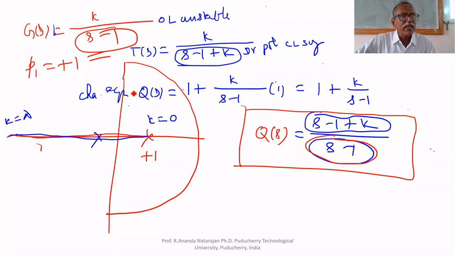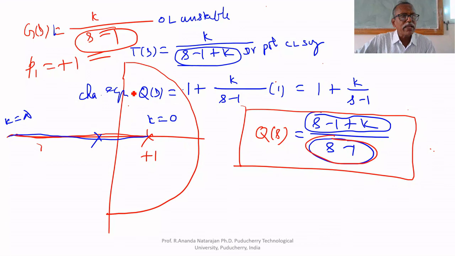S minus 1 in the denominator. That's why if you do the mapping, there is one pole on the right hand side. But here, no zeros on the right hand side. No zeros on the RHS. Let us assume, no zeros on the right hand side means stable system. Am I correct or not? Because the numerator of Q of S is the closed loop poles.